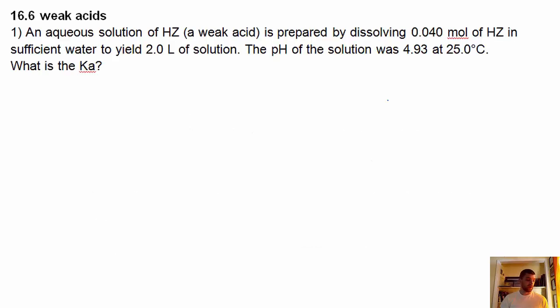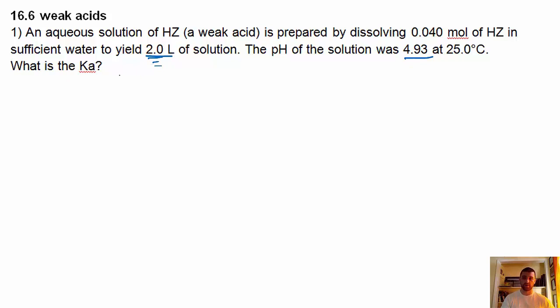16.6, number 1. An aqueous solution of HZ, which is a weak acid, is prepared by dissolving 0.04 moles of HZ in sufficient water to yield 2 liters of solution. The pH of the solution was 4.93 at about room temperature, 25 Celsius. What is the Ka? First thing we need to do is notice that it's 2 liters of solution. If I'm going to be dealing with molarities and they give me moles and liters, it would have been nice if they gave me 1 liter, but they gave me 2, so I have to convert this.